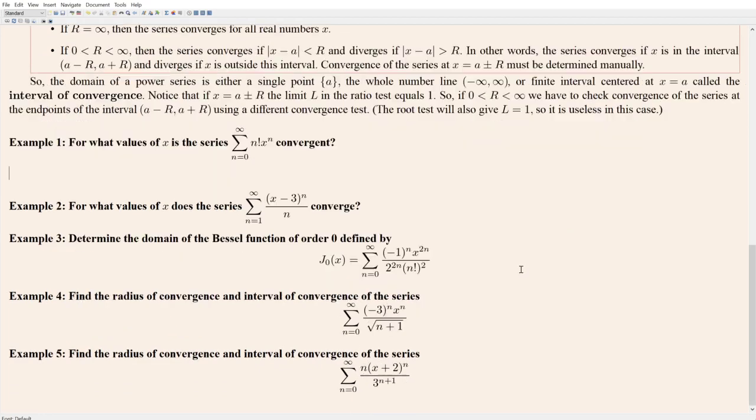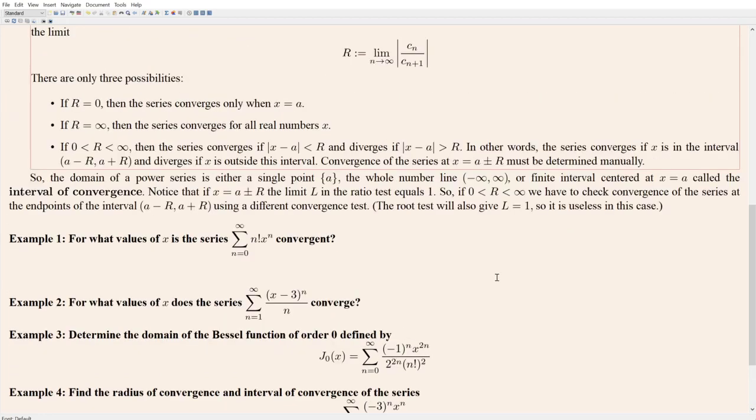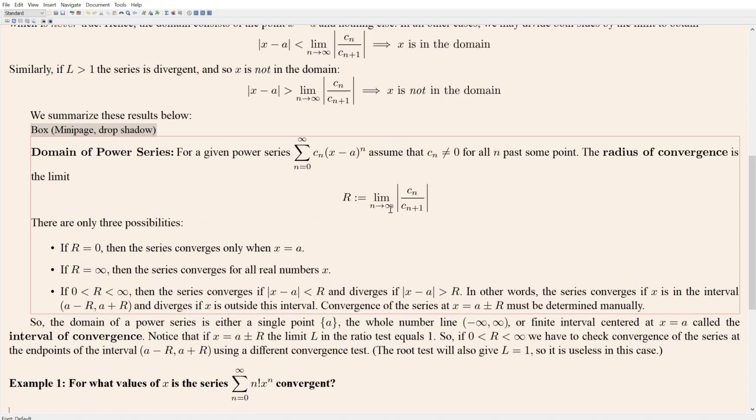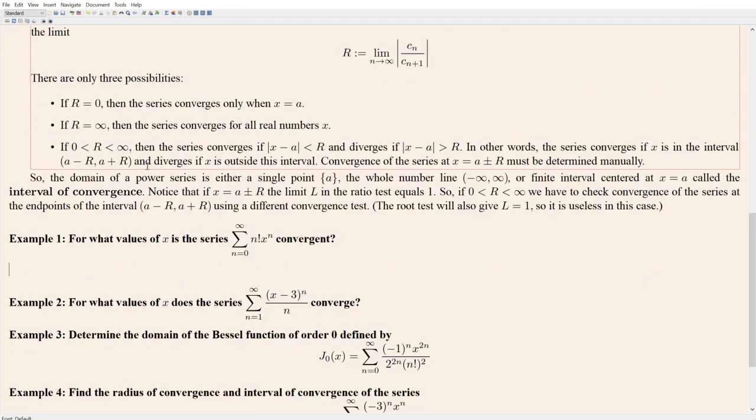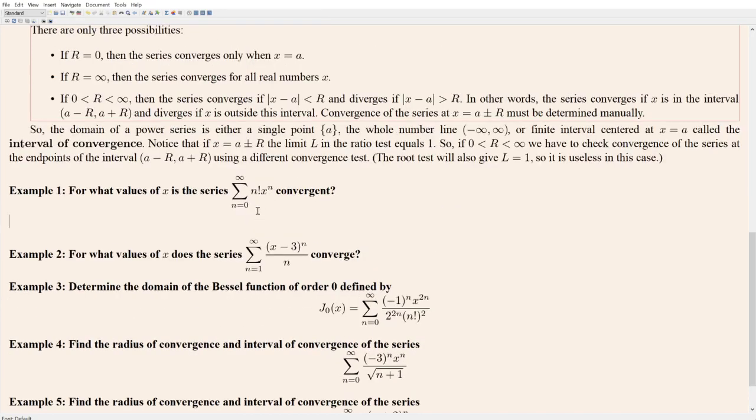Okay, so nothing else to do but to do a whole bunch of examples. Because ultimately what we're doing is just computing the radius of convergence and then drawing our conclusions. However, we do still have to check the endpoints, so it's a good thing we have all of these tests under our belt at this point. Okay, so first off, for what values of x is this series convergent? So it's just asking us to find the domain.